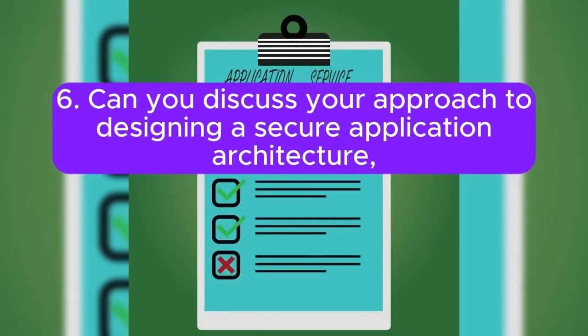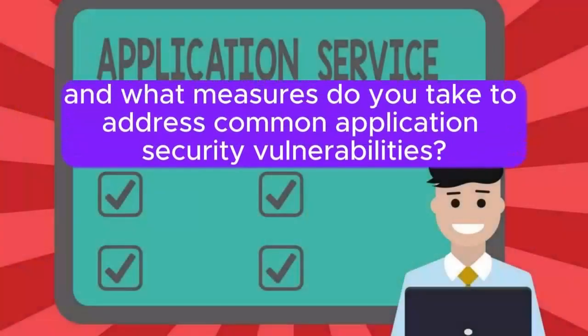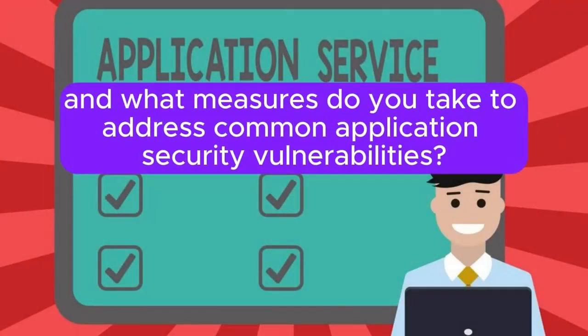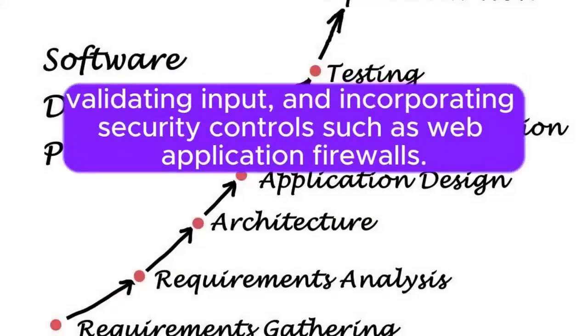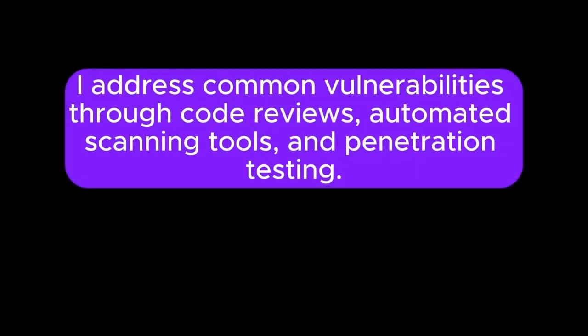6. Can you discuss your approach to designing a secure application architecture? And what measures do you take to address common application security vulnerabilities? Answer. Designing a secure application architecture involves implementing secure coding practices, validating input, and incorporating security controls such as web application firewalls. I address common vulnerabilities through code reviews, automated scanning tools, and penetration testing.